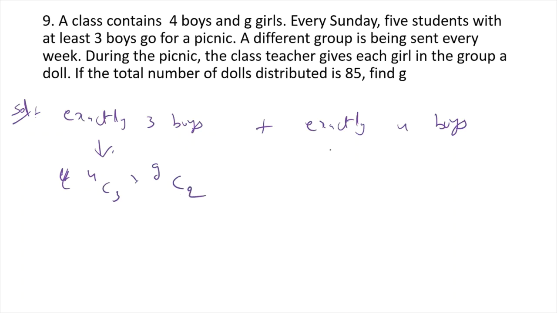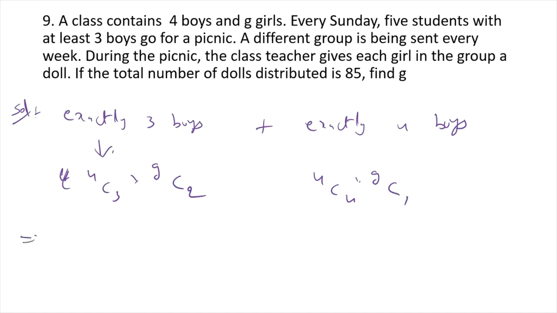Exactly 4 means I can select 4 boys out of 4 and I can select 1 girl from G girls. So exactly 3 boys, these many groups are there. Exactly 4 boys, these many groups are there. In this group there are 2 girls. So if this group goes to the picnic, the teacher has to give away 2 dolls. If this group goes for the picnic, then the teacher has to give away 1 doll.